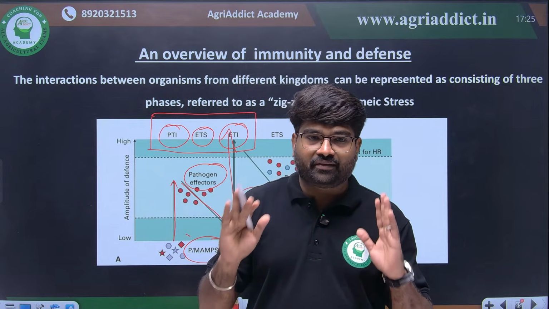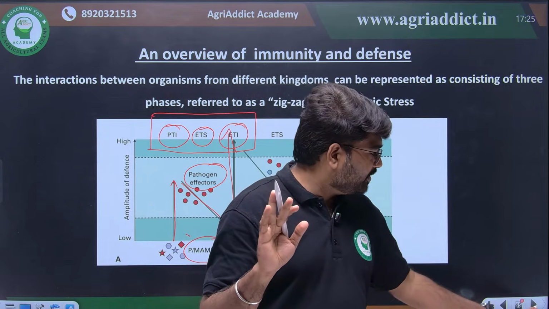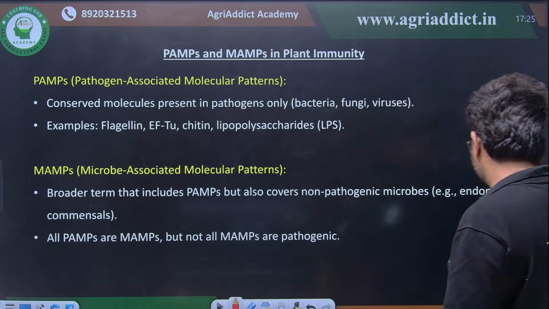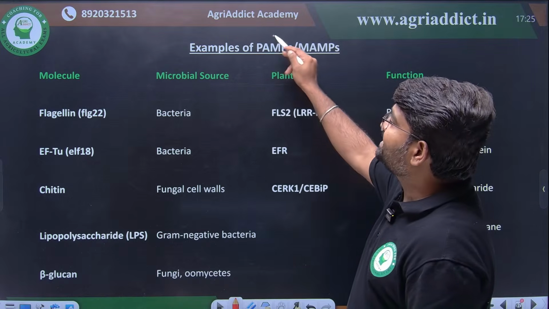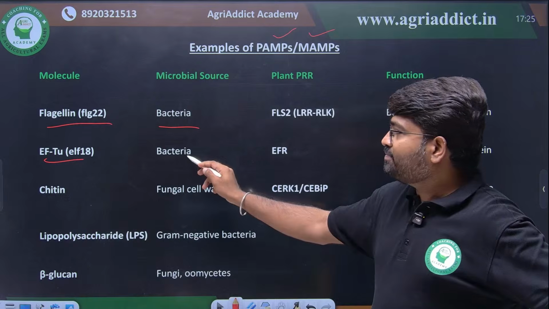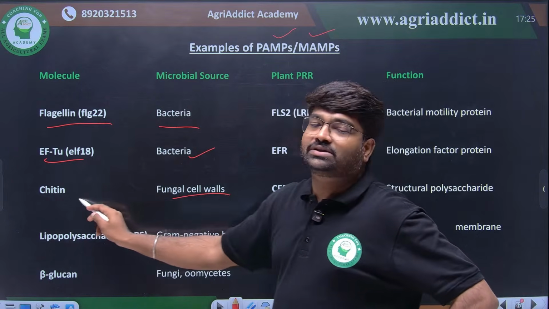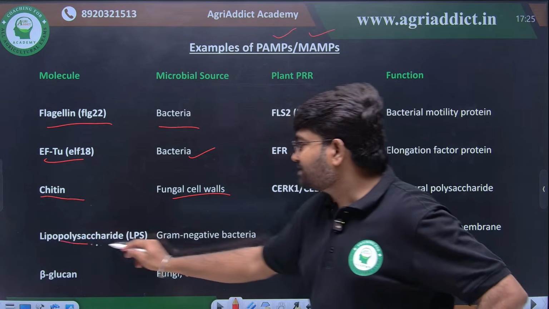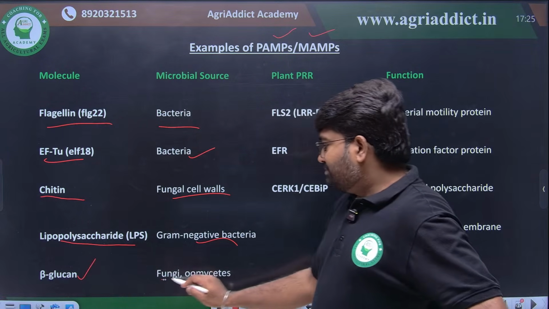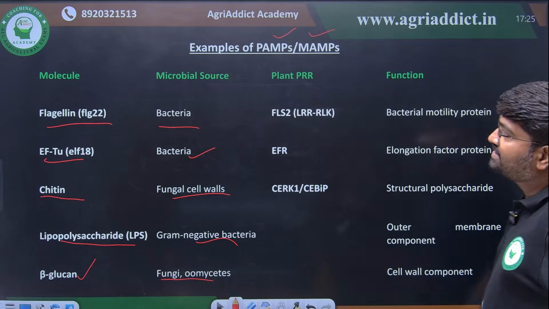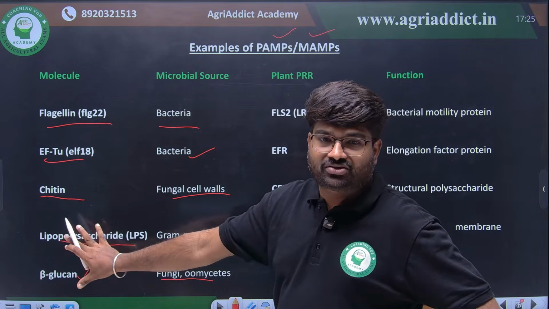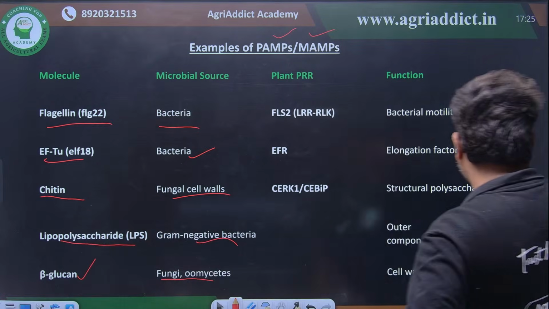This is a very, very important point. These three points are very important. Here I have just listed a brief explanation of this. For PAMPs and MAMPs, for example, bacteria have flagellin and EF-Tu, fungal cell walls are made up of chitin, lipopolysaccharides are present in gram-negative bacteria, and beta-glucans are present in fungi and oomycetes. These act as PAMPs or MAMPs for enhancing pathogen triggered immunity. I hope this is clear for everyone.